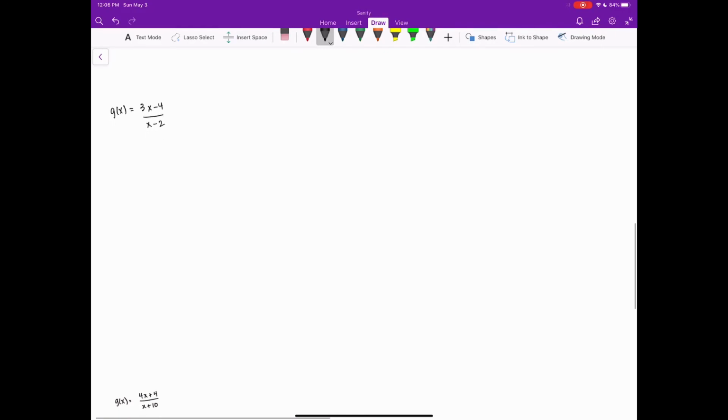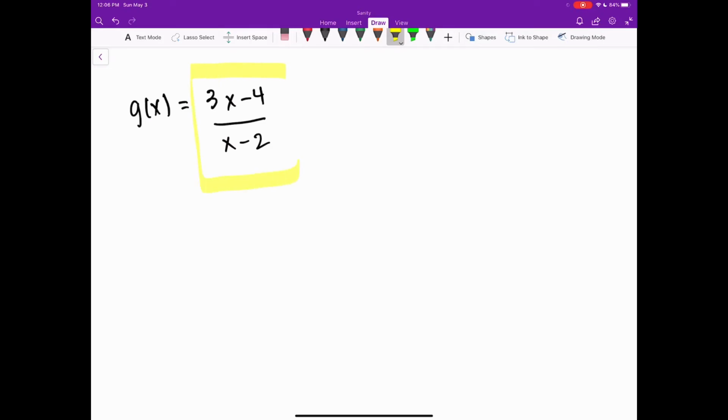So this is a rational function, g of x equals 3x minus 4 divided by x minus 2. I want to graph this, and I really want to find some key features of it so I can graph it easier. But I've got to get it into that easier form, so we're going to use long division again. So here is my dividend, here is my divisor. I'm going to say x minus 2 on the outside, and on the inside is 3x minus 4. Now I can start my long division so I can see my quotient and my remainder.